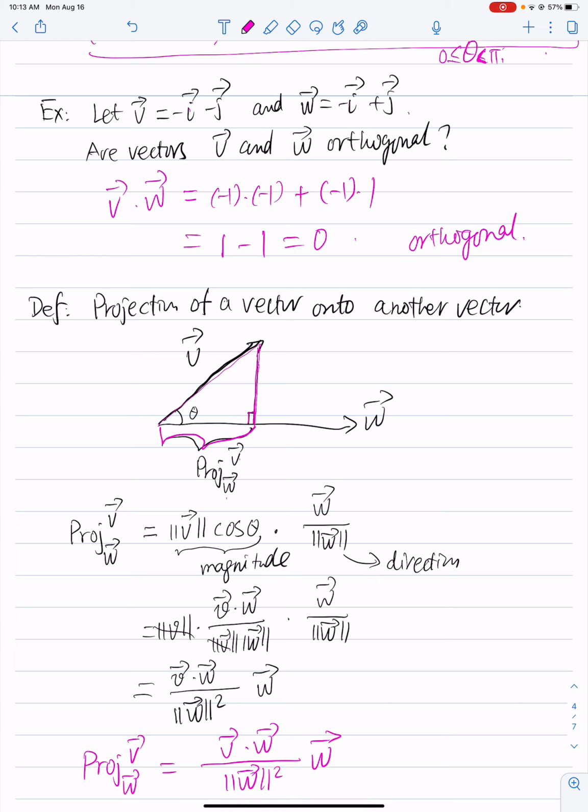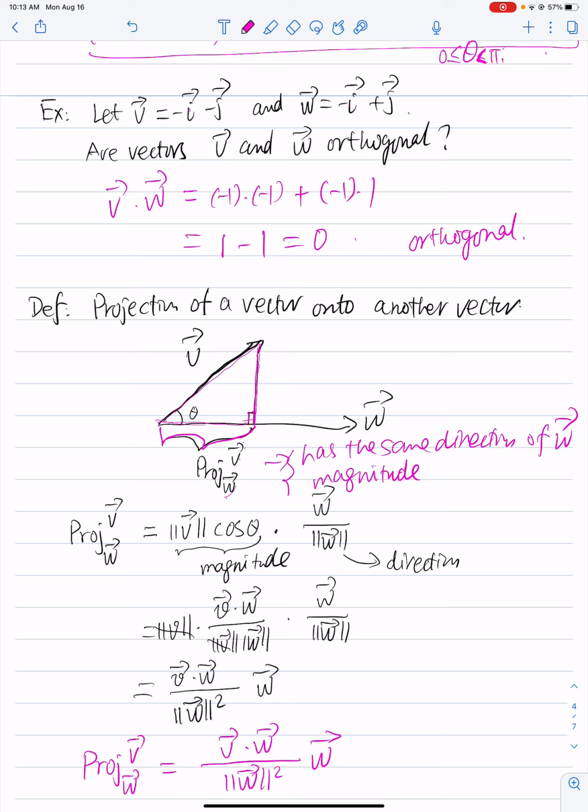Are you with me? So the projection of v onto w, this vector has what? The same direction of what? Vector w. Vector w, yeah. So it has the same direction because it's projected onto w here. Are you with me? In order to find this vector, what do we need? We need what?